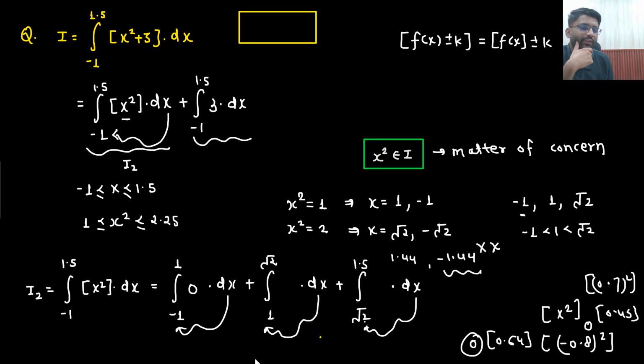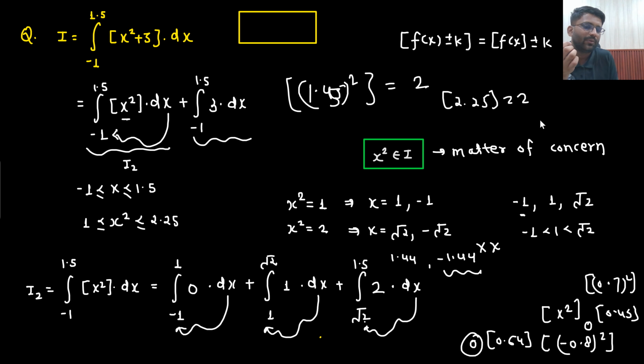Between 1 to √2, what will it throw? It will throw the value 1. Take any value between 1 to 1.44, or 1 to √2. Let us say 1.3 square, which equals 1.69. The greatest integer below that would be 1 only. So here the value will be 1. And between √2 to 1.5, what is 1.5 square? That is 2.25. So it will throw the value 2. Between √2 to 1.5, you can take 1.45 square. Whatever the value is, you will get to know that it will come as 2 only. Or you simply take 1.5 as well. What is 1.5 square? That is 2.25.